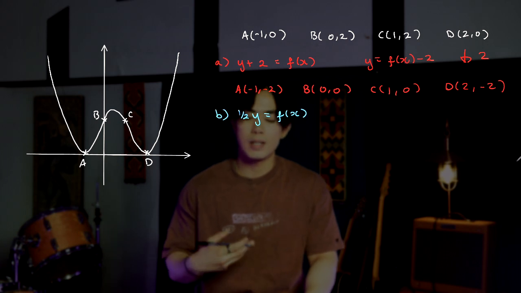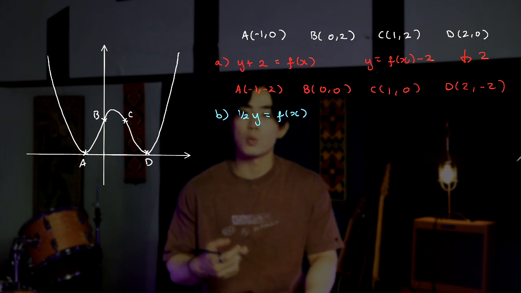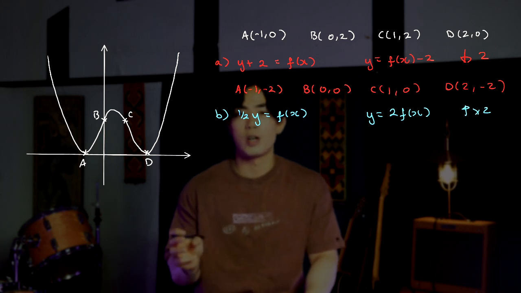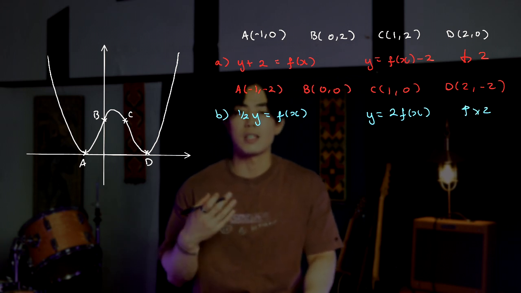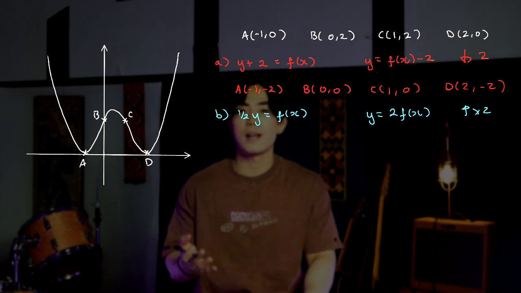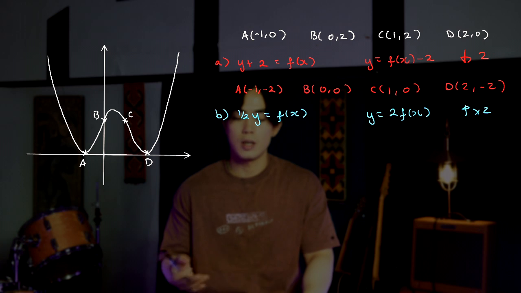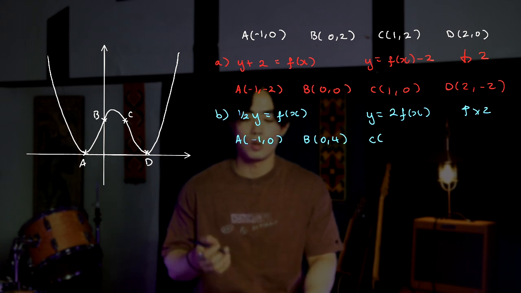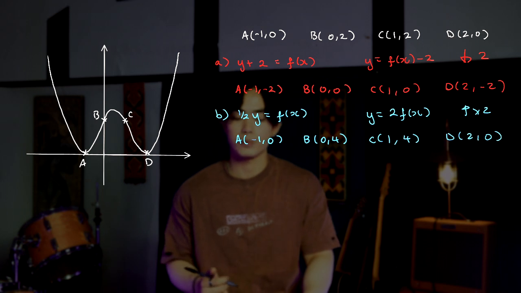For part B, once again, let's rearrange and that will bring us to y is 2 f of x. We're now multiplying 2 to the function f of x, meaning it's going to be a stretch in the y-axis by 2. So once again, we just have to multiply the y coordinates by 2, resulting in us getting (-1, 0), (0, 4), (1, 4), and (2, 0).